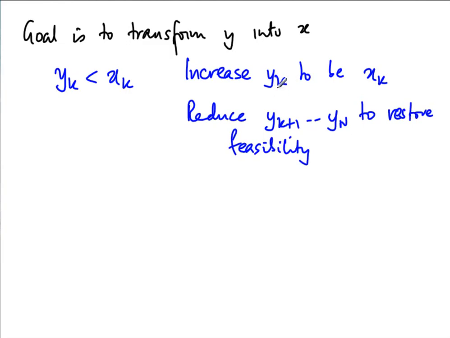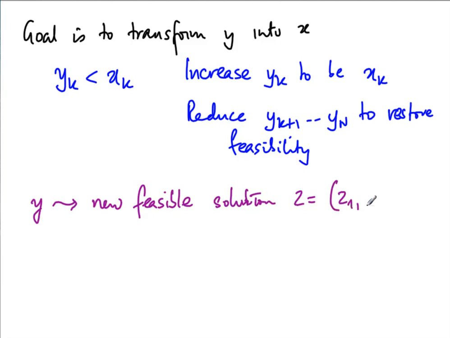Now you know that before that everything was the same as x. So the part that is missing in yk must be after k, and you just reduce it. Now it's not exactly important how you will reduce it, but you just reduce it in such a way that the total weight comes back to n. So what we have done in this process is that we have taken our solution y and we have transformed it into a new feasible solution, feasible in the sense that the knapsack is full, which we can call z, which in terms of coordinates is z1 up to zn.